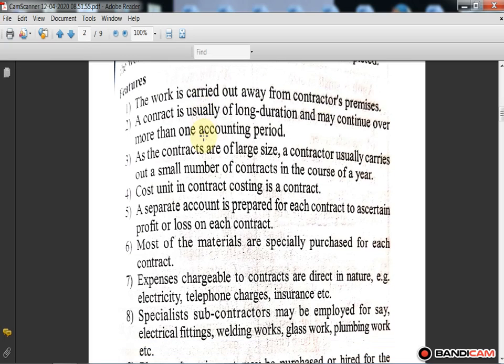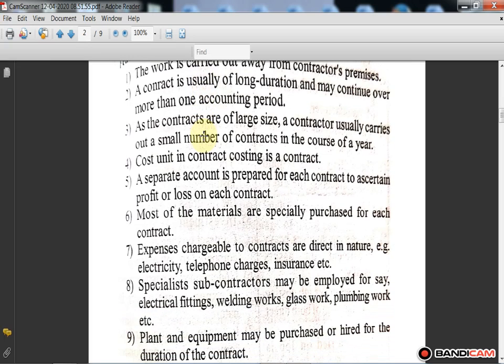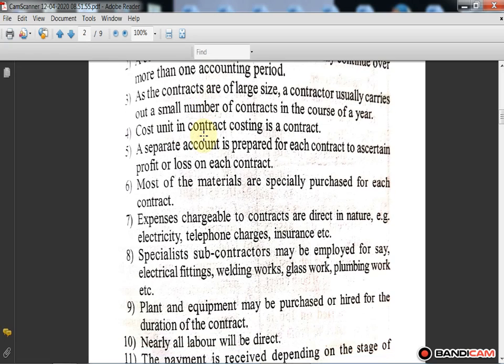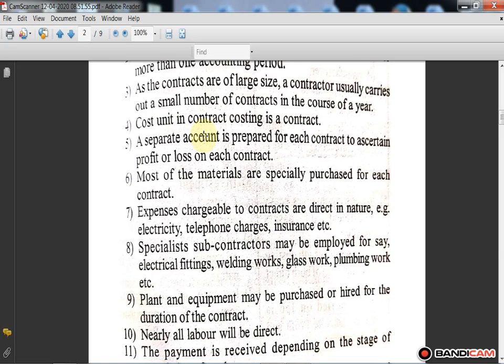Fifth, a separate account is prepared for each contract to ascertain profit or loss on each contract. So here in contract costing, a separate contract account is prepared for each contract to know the profit or loss on each contract. Sixth, most of the materials are specially purchased for each contract.